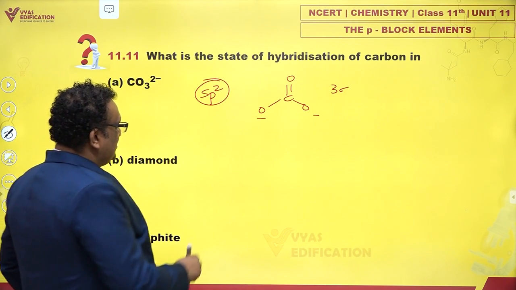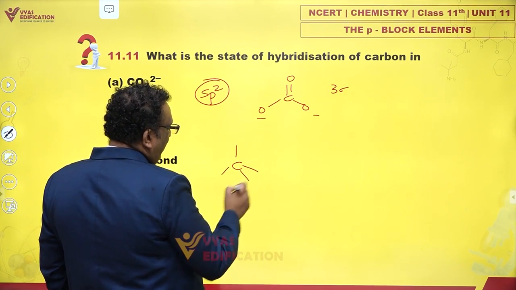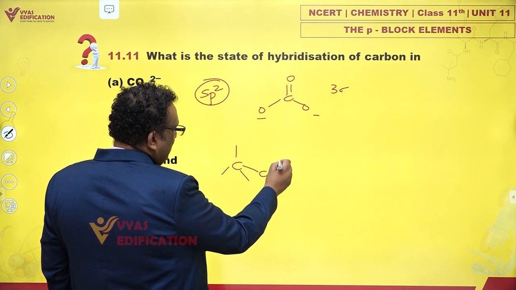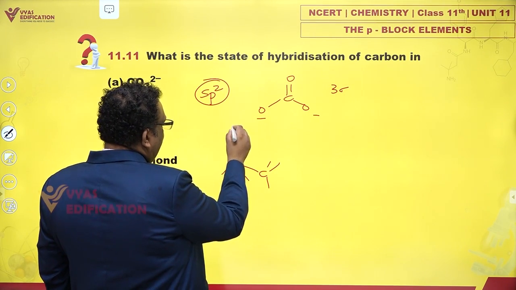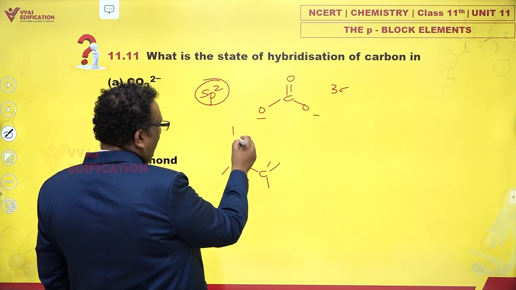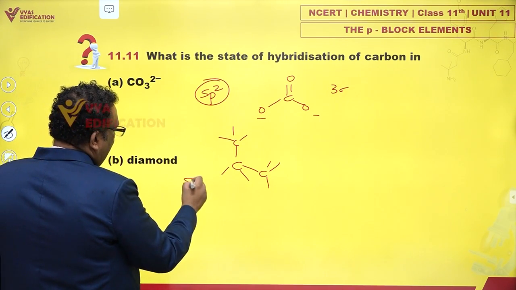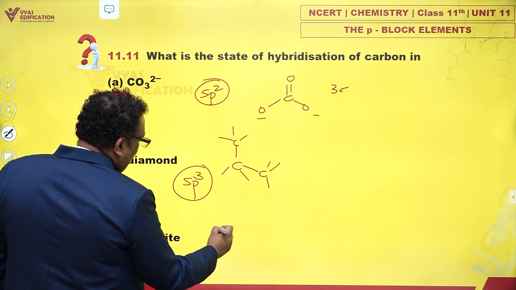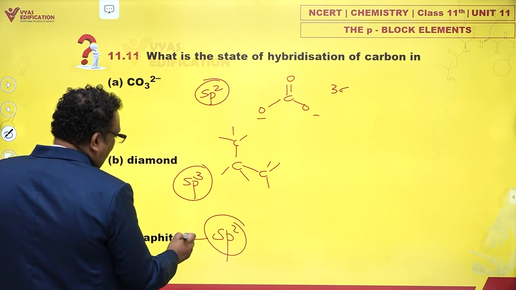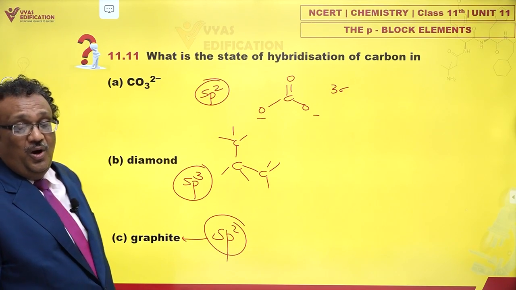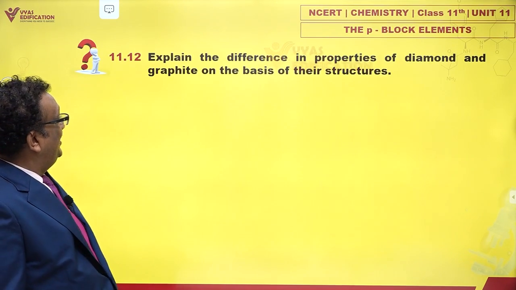In diamond, you have tetrahedrally linked carbon, and each carbon is linked to 4 other carbons. So that way you have sp3 hybrid carbons in diamond. In the layer structure of graphite, you have sp2 hybrid carbon atoms. Wow, is that the case? Yes, my dears, that is the case.